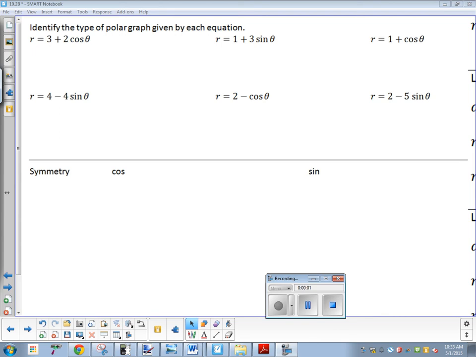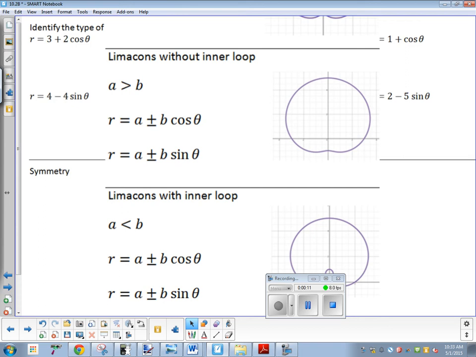In order to do this first section, you definitely need your unit circle in front of you. And in fact, we want to be looking at the back side, the special graphs part. Okay, so it should look like this.